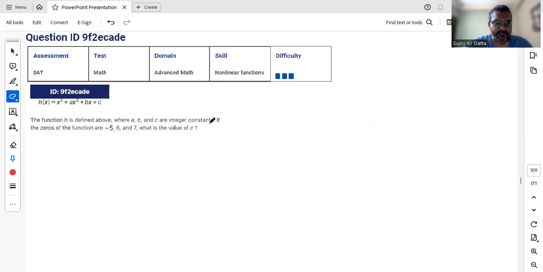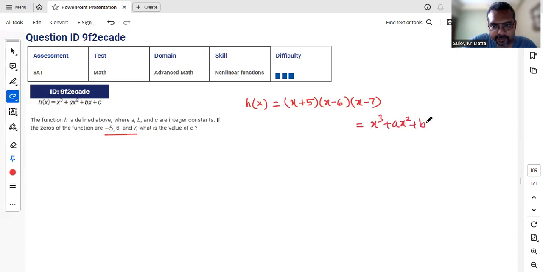So here we have h(x), a cubic. The function is defined above. a, b, c are integers. The zeros are these three, which means h(x) can be written as (x minus negative 5)(x minus 6)(x minus 7), and that is the same as x cubed plus a x squared plus b x plus c. We do not take any coefficient here. We keep it as 1 because it is shown here that x cubed has a coefficient of 1 as well.